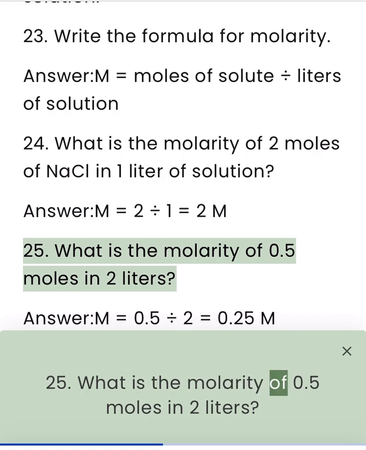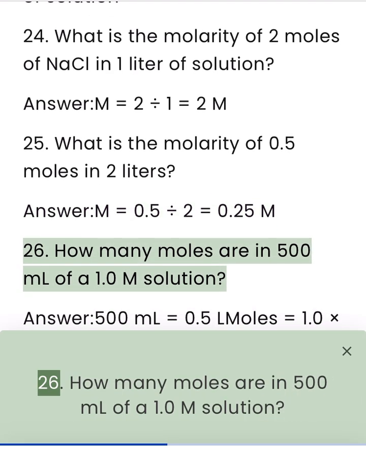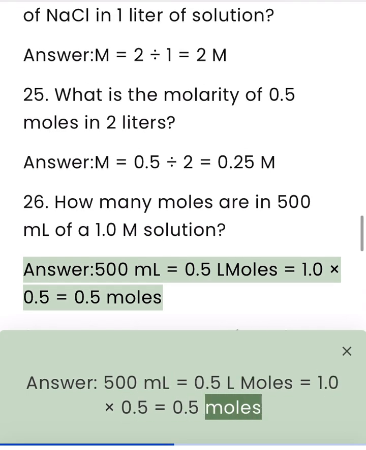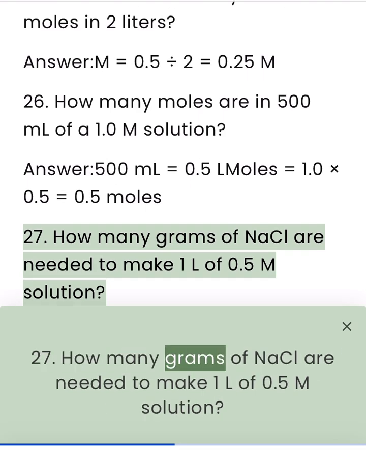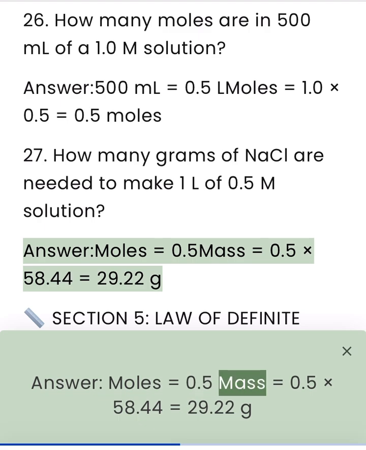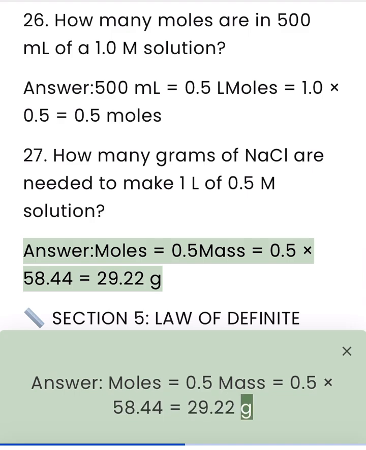25. What is the molarity of 0.5 moles in 2 liters? Answer. M equals 0.5 divided by 2 is equal to 0.25 M. 26. How many moles are in 500 milliliters of a 1.0 M solution? Answer. 500 milliliters is 0.5 L, so moles equals 1.0 × 0.5 equals 0.5 moles. 27. How many grams of NaCl are needed to make 1 L of 0.5 M solution? Answer. Moles equals 0.5, mass equals 0.5 × 58.44 is equal to 29.22 g.